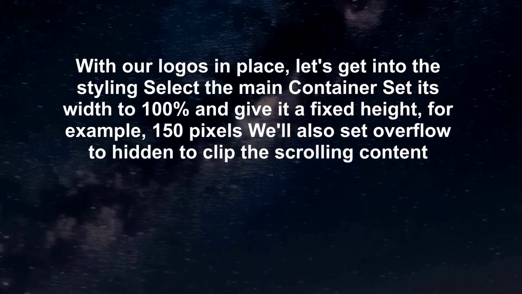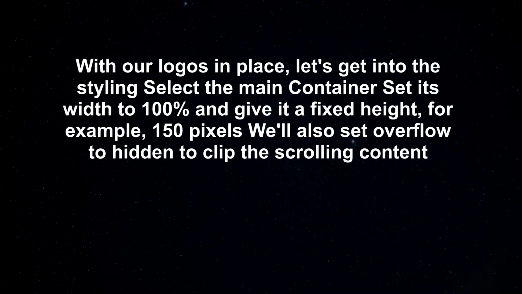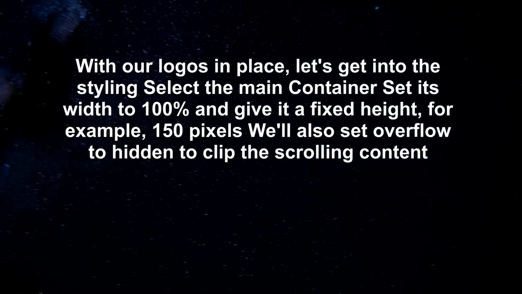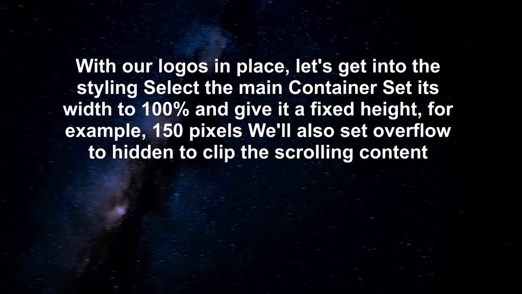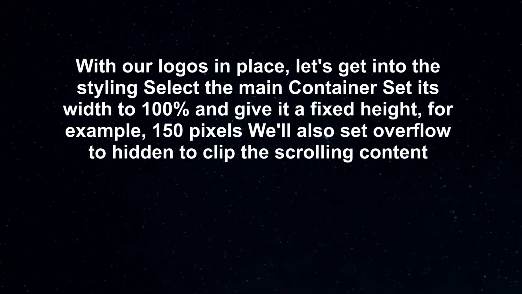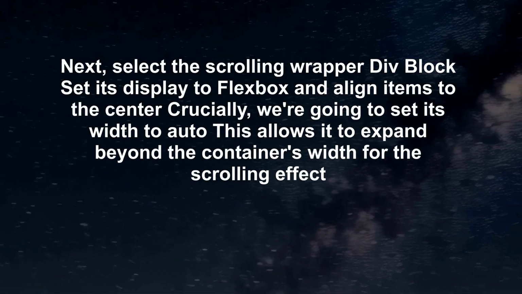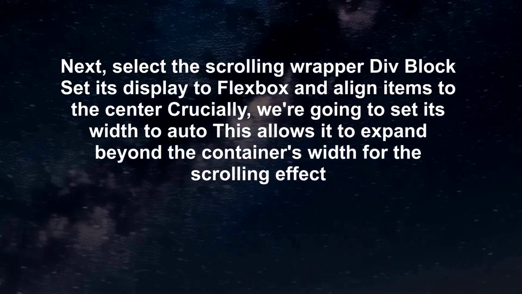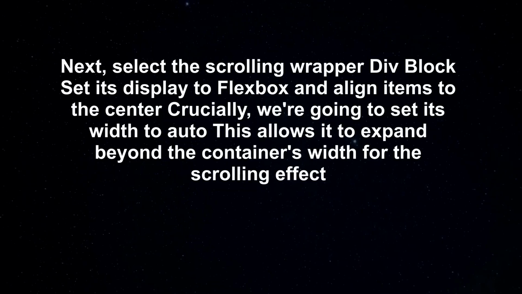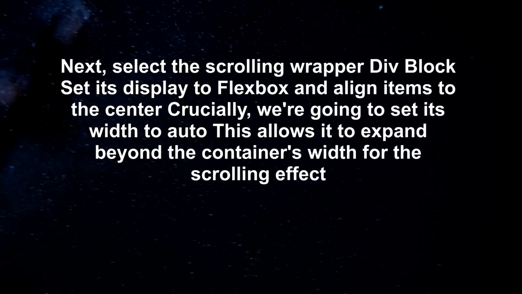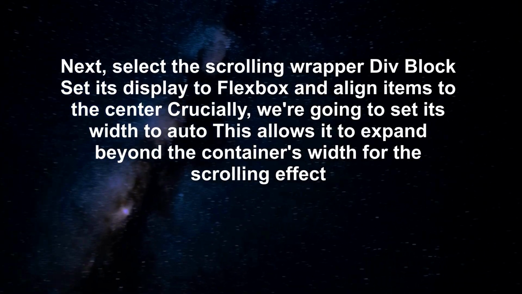Select the main container, set its width to 100%, and give it a fixed height, for example, 150 pixels. We'll also set overflow to hidden to clip the scrolling content. Next, select the scrolling wrapper div block, set its display to flexbox, and align items to the center. Crucially, we're going to set its width to auto. This allows it to expand beyond the container's width for the scrolling effect.